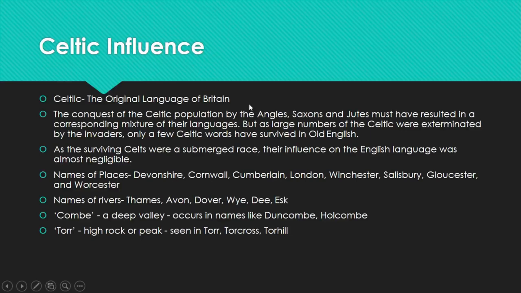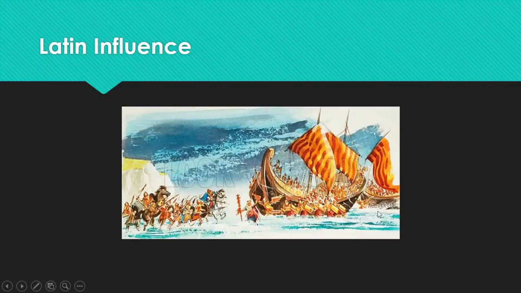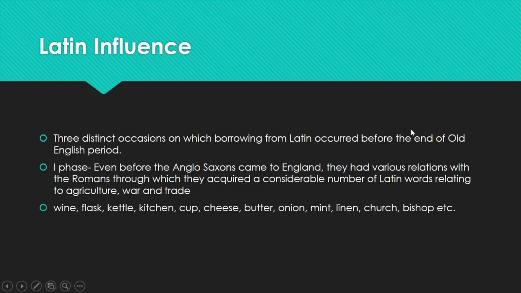Okay, let's move on to Latin influence. Now, this is a painting of Julius Caesar arriving in Britain. Regarding Latin, we can note that there are three distinct occasions on which borrowing from Latin occurred before the end of the Old English period.